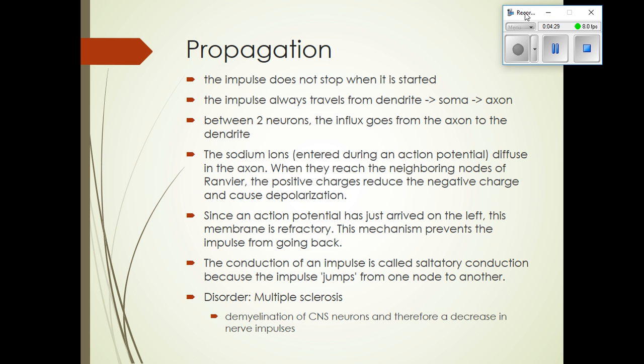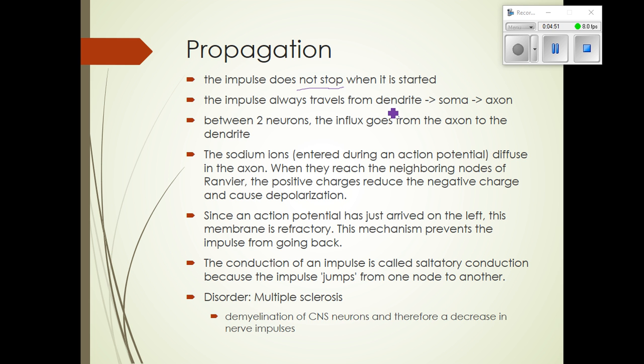Now, as we follow an action potential from the beginning of the axon all the way to the end, the impulse does not stop once it's started, not unless there's something wrong with the neuron. It will travel the entire length of the axon. So it's all or none. Either it happens and it travels from the cell body through the axon, or it doesn't.